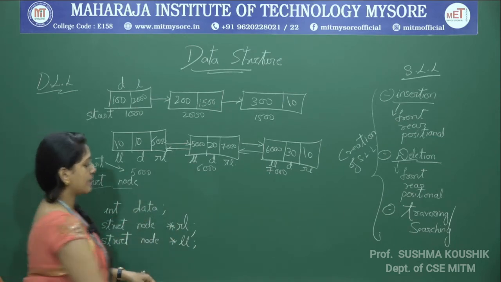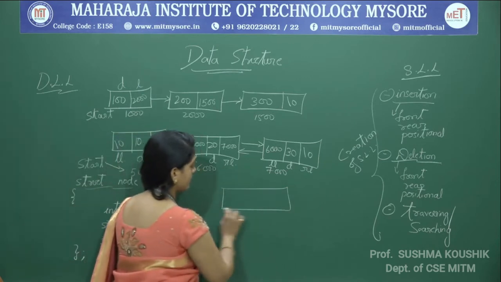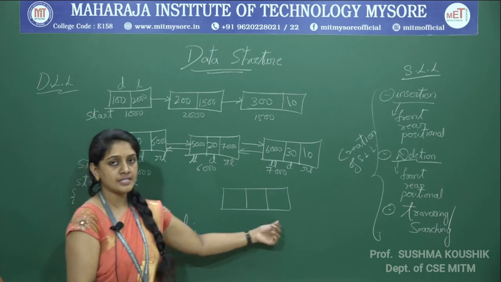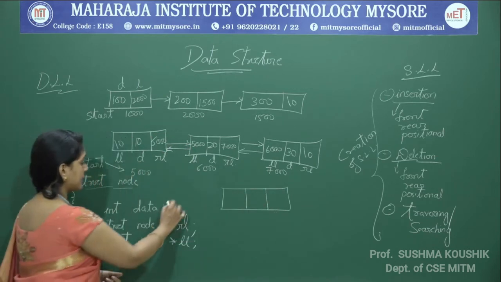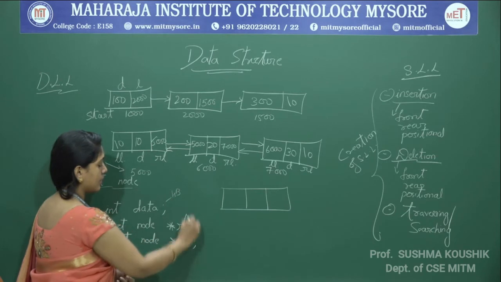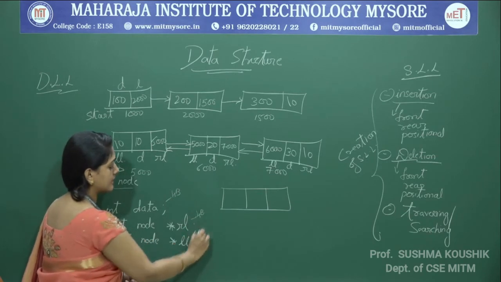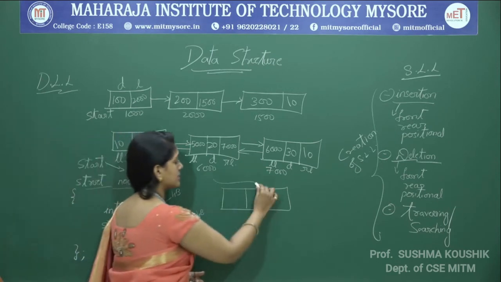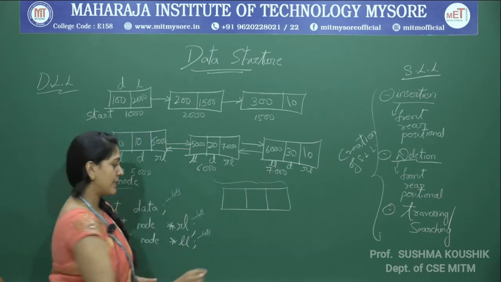Now, this structure is capable of creating a node in this fashion which can hold 3 fields of how many bytes? Data will hold 4 bytes, one address will hold 4 bytes, and the other address will hold 4 bytes. So totally this is of how many bytes? 12 bytes.